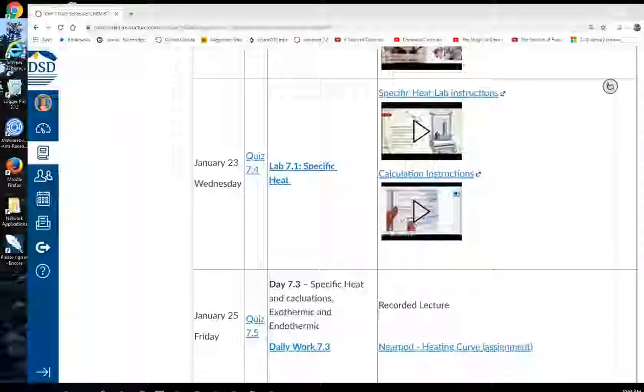What we're going to do today is, if you weren't here last time, we did a lab, and there are some instructions there on the lab. Today we're going to do calculations on specific heat and calculations on exothermic and endothermic reactions. We're going to record that.